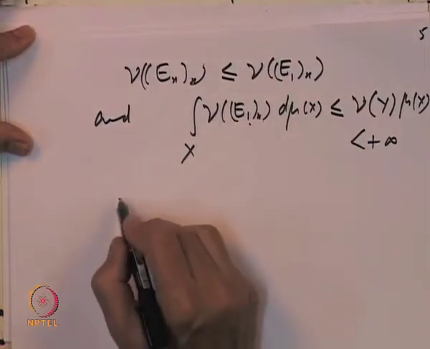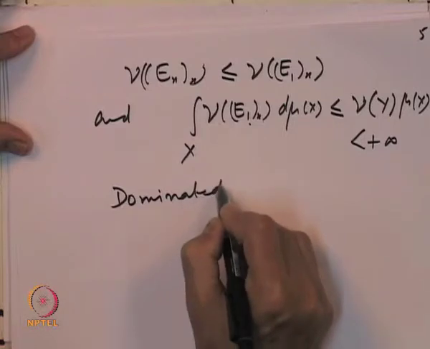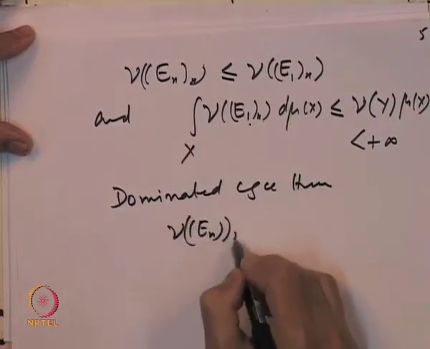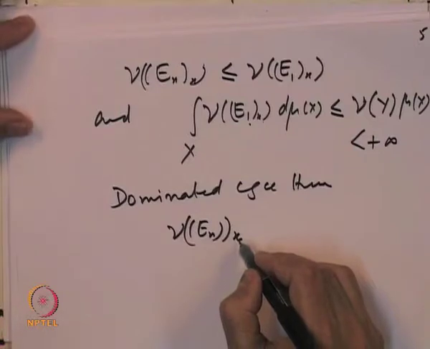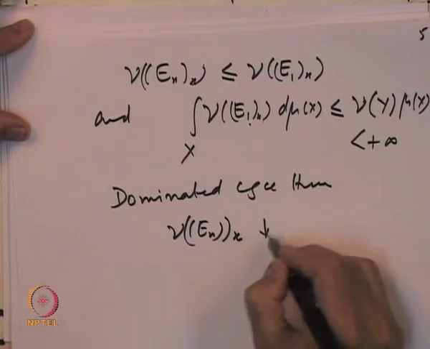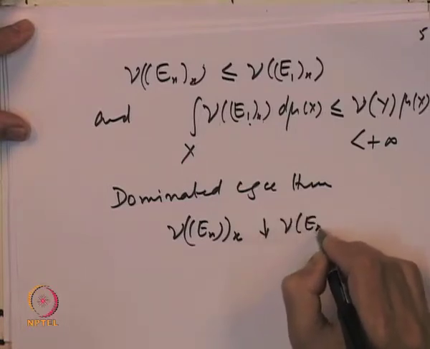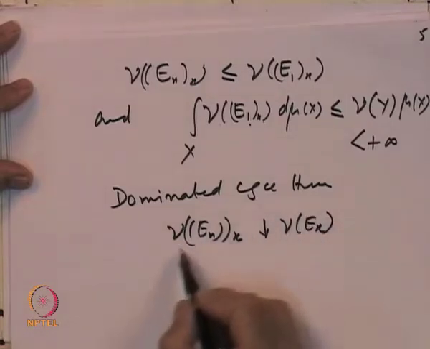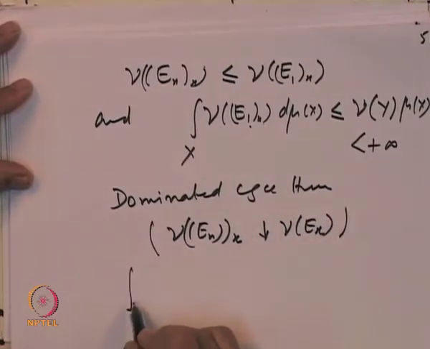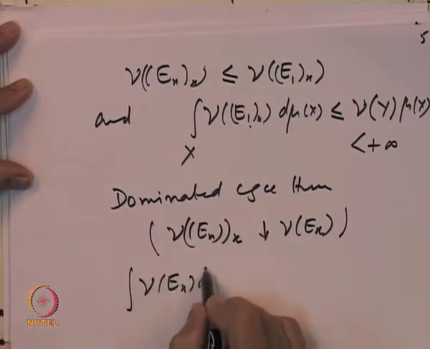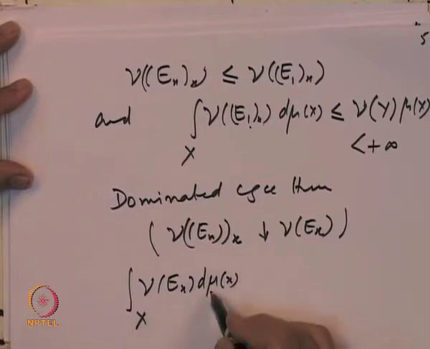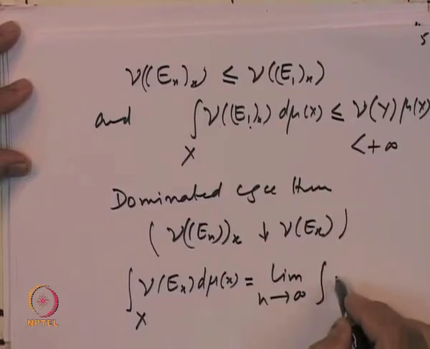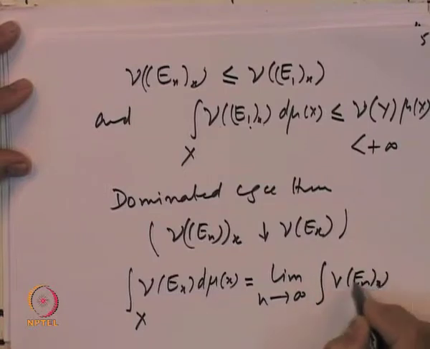So, we can apply the dominated convergence theorem to the fact that nu of E_n x is a sequence of non-negative integrable functions decreasing to the function nu of E x. So, this also is integrable. By the dominated convergence theorem and this observation, the function nu of E x, d mu x over x, is integrable, and its integral is nothing but the limit as n goes to infinity of the integrals of nu of E_n x d mu x.